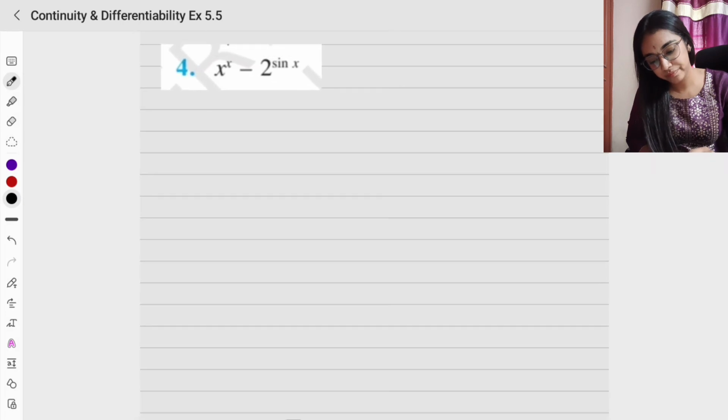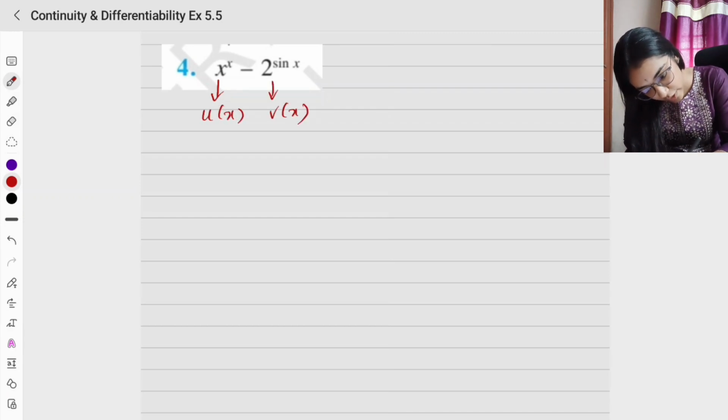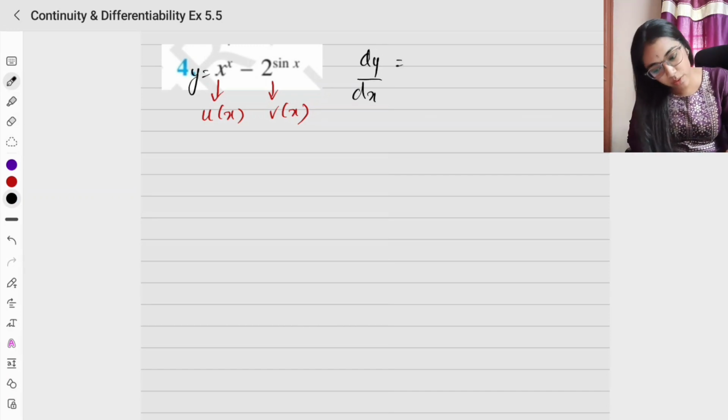Question number 4. Here I have two different functions. So like we did in the example question, we are going to do the same thing. So this I'm going to take as u of x and this I'm going to take as v of x. I need to find what my dy by dx is. So dy by dx is going to be, this is going to be my y. So y equal to this particular function.